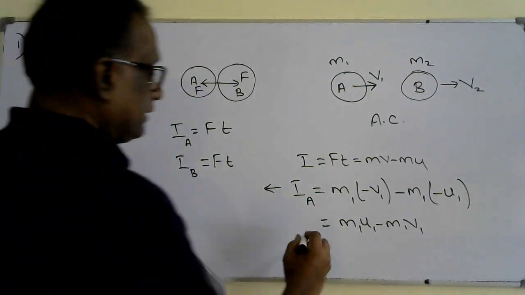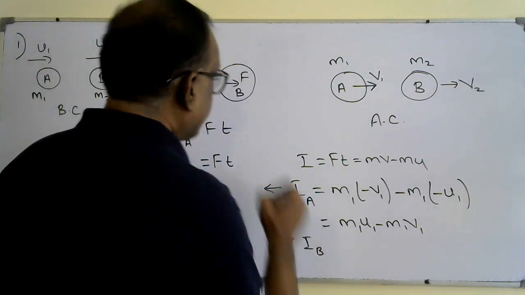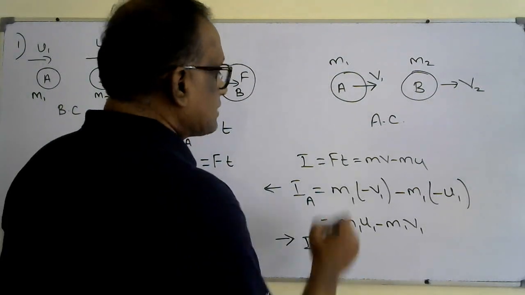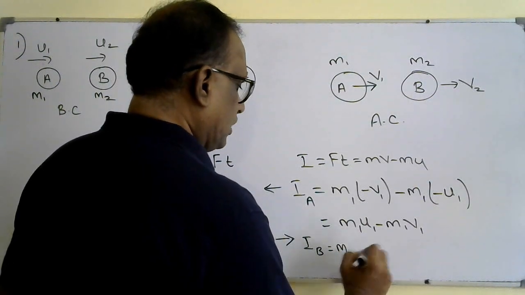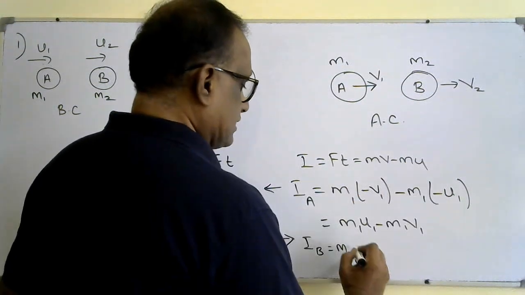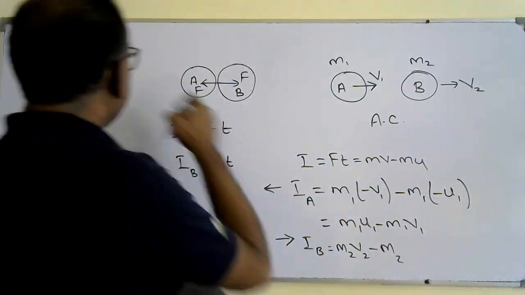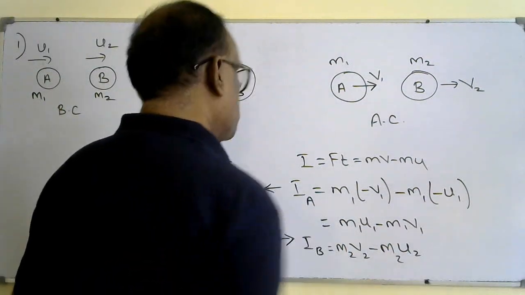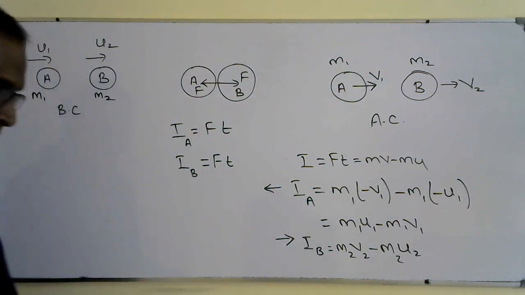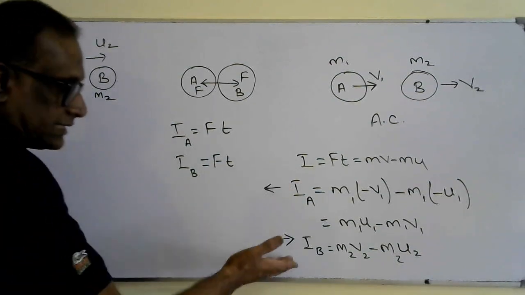So for B, the change in momentum of B or the impulse of B should be towards right. That is equal to the same general format, mv minus mu. So m2, the final velocity towards right, v2, minus m2, the initial velocity, which is also towards right, so m2 u2. Okay, we already considered the direction.